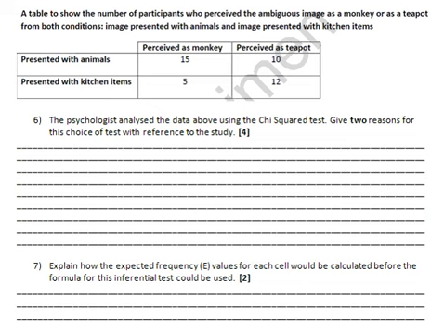So for this question, it says a table to show the number of participants who perceive the ambiguous image as a monkey or as a teapot from both conditions. So we've got image presented with animals and image presented with kitchen items. So basically, an ambiguous image is one where you can't really tell what it is.